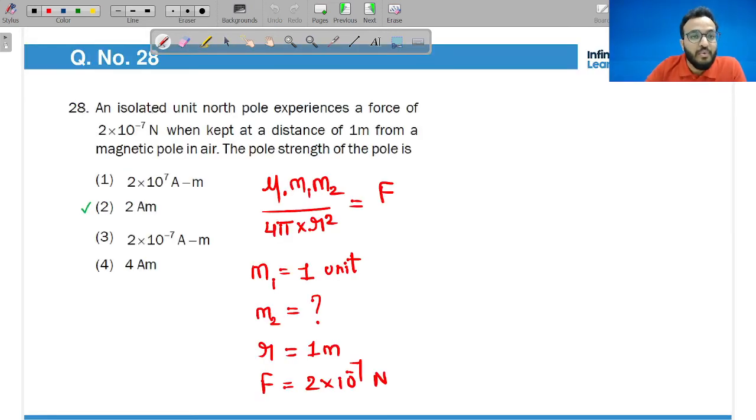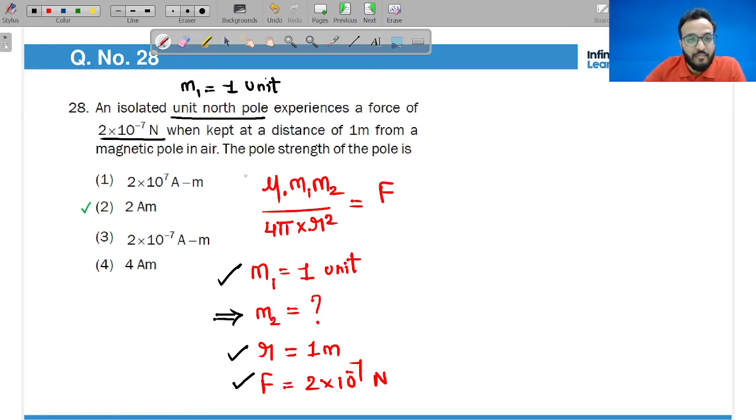Question number 28. An isolated unit, everybody forgets to read this, unit north pole. That means M1 equals 1 unit. Force is given. So they have given us force, they have given us distance, they have given us m1, but they haven't given us m2.